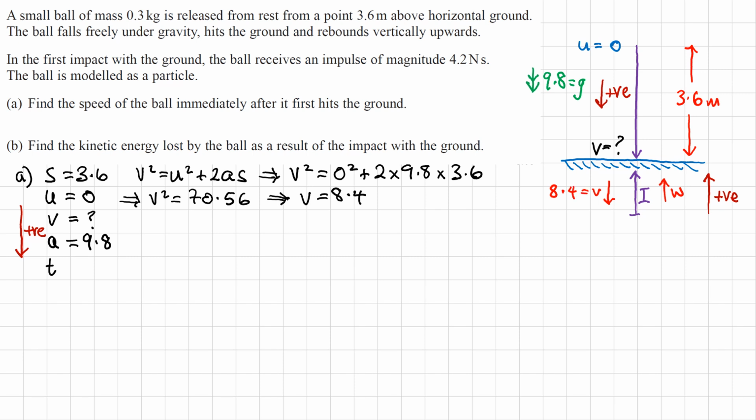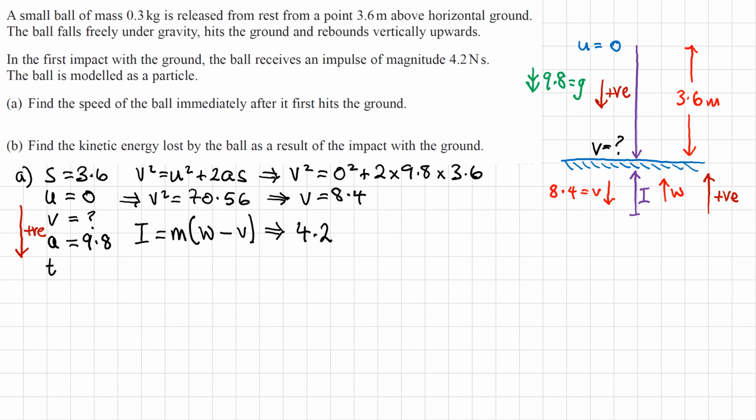Now when I do my impulse, I'm going to be taking up as positive. That means v is going to be negative in my working because it's going in the opposite direction to my positive, and w is going to be positive in my working. So I'll write out the impulse equation. I equals the mass m times the velocity afterwards, w, minus v. It's the velocity afterwards minus the velocity before. So that's velocity, not speed, which is why we include a plus sign or a minus sign. So the impulse is 4.2 Newton seconds.